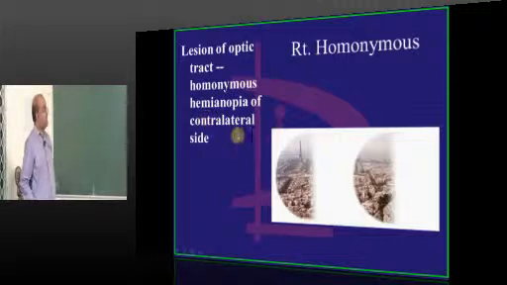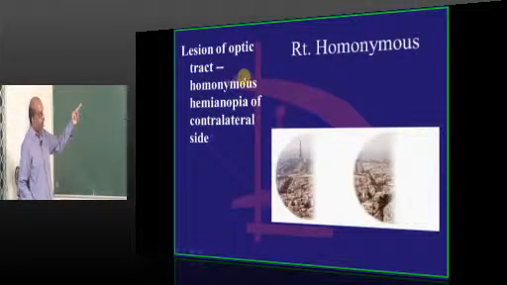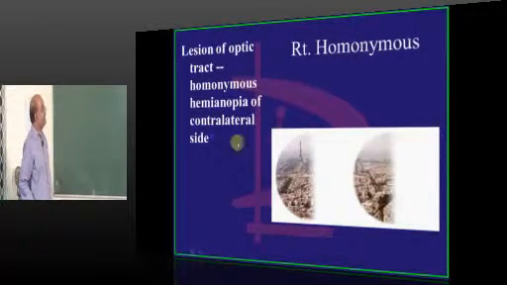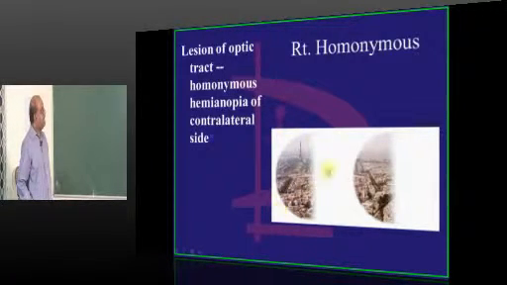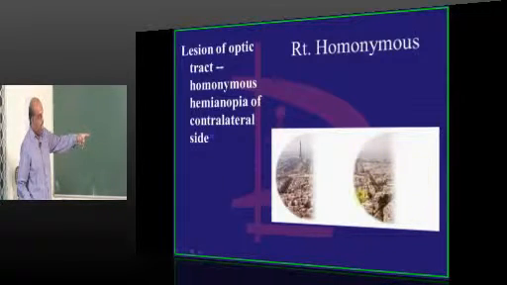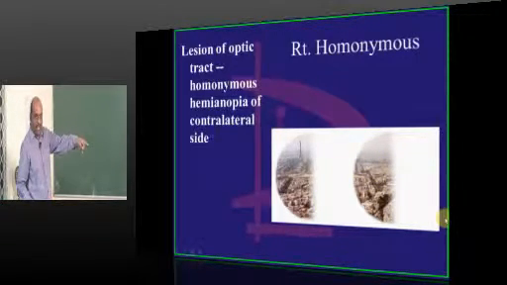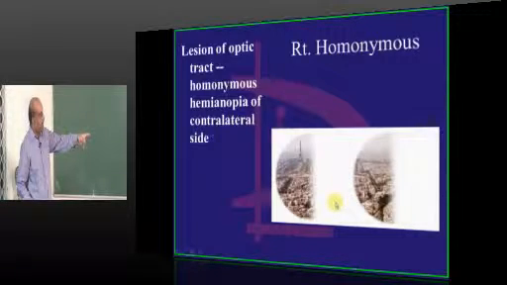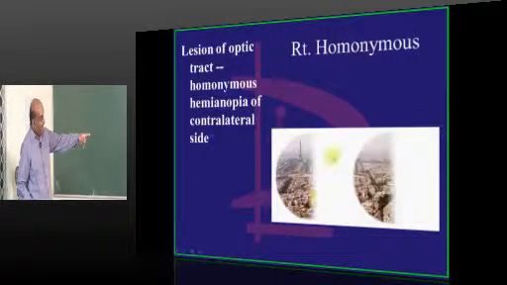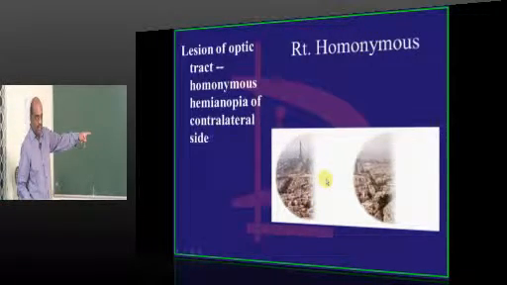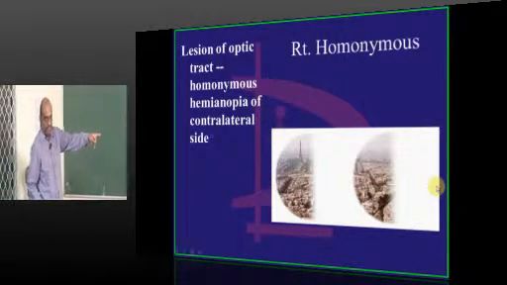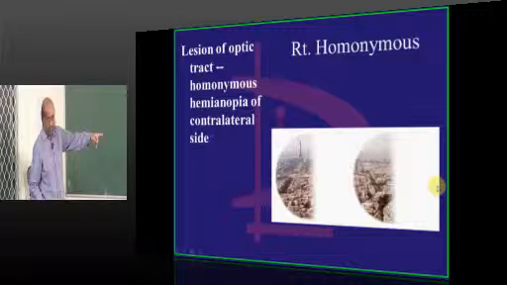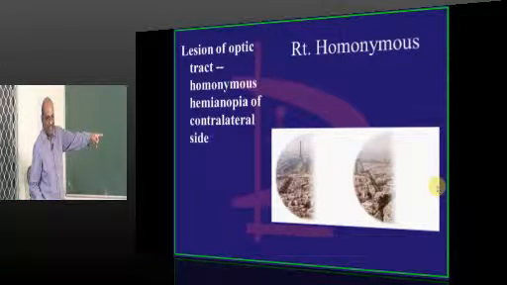Now let us see how an incongruous homonymous hemianopia will be there. Typically there is a lesion of the optic tract, and that is leading to the development of the loss of the vision in both the eyes, and in one eye it is affecting nasal and the other eye it is affecting temporal. So which side is the lesion?